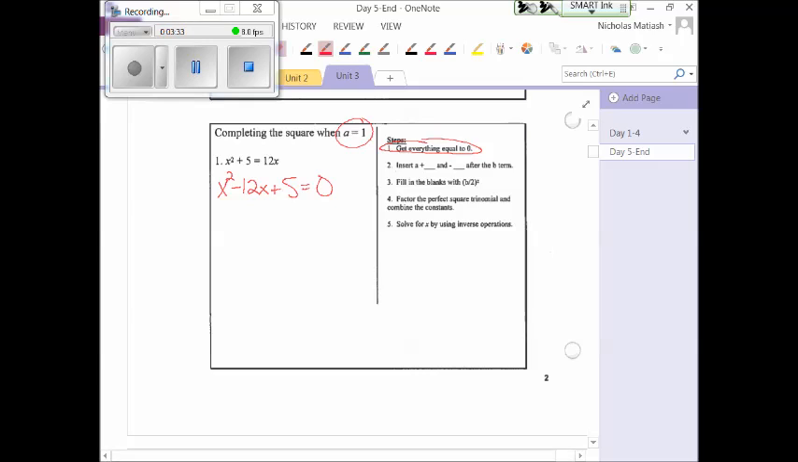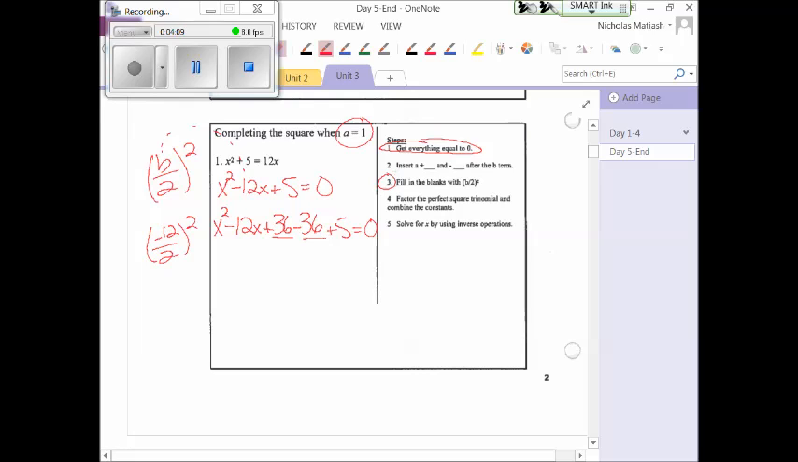Great. Second step is to insert a plus and a minus blank after the b term. So it's going to look like this: x squared minus 12x plus blank minus blank plus 5 is equal to 0. Now what goes in those blanks? That's what step 3 is for. It's always going to be b divided by 2 squared. In this case, the 12 is your b term, negative 12 technically. So negative 12 divided by 2 squared, that's negative 6 squared, which is 36. So 36 goes here and there.